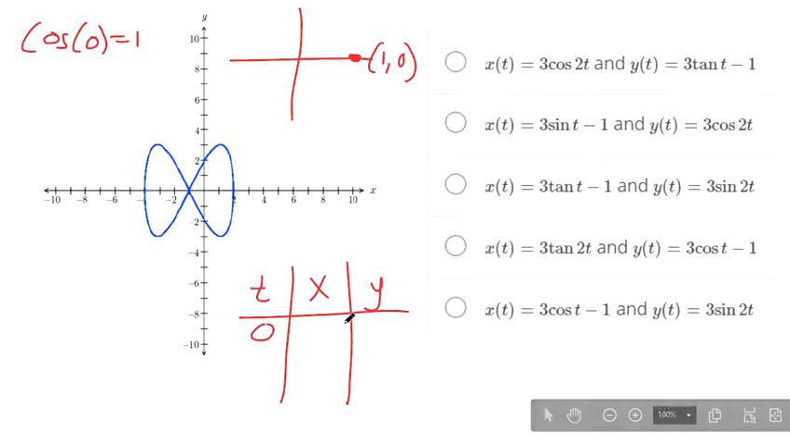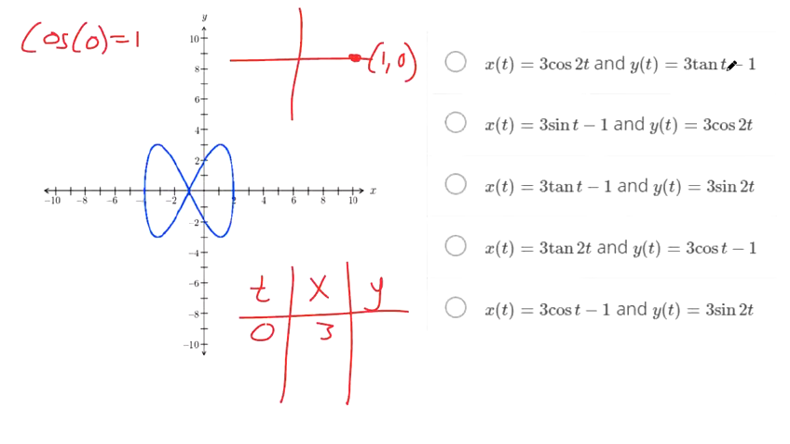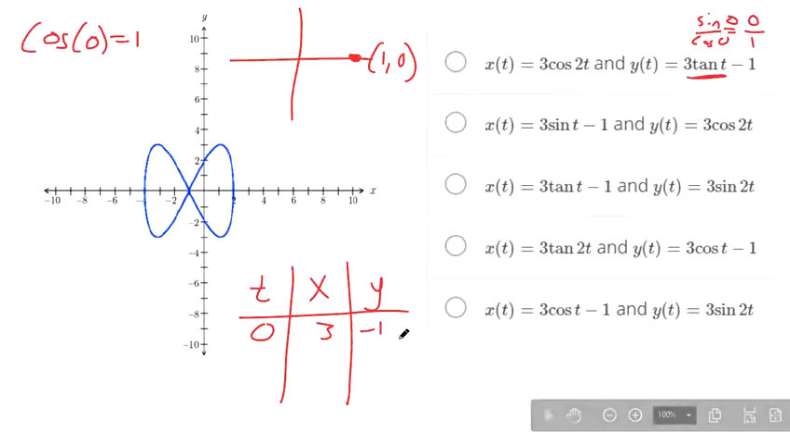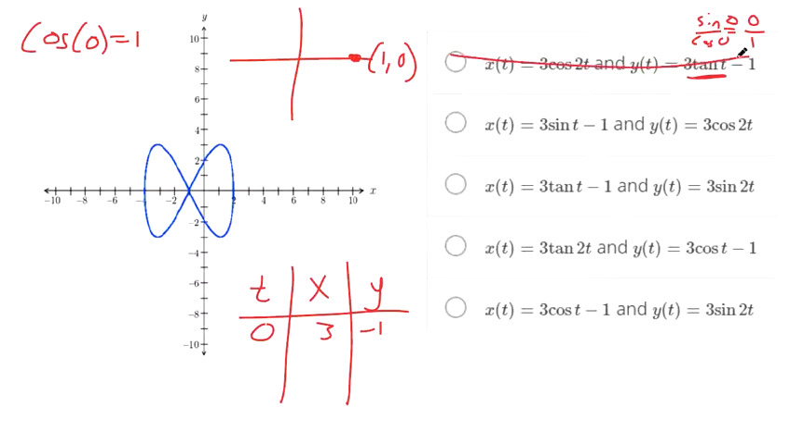If you plug in 0 in for t, this is cosine of 0, so that makes 1. So x is 3. We have an x coordinate of 3. And then if you plug in 0 in for t here, tangent is just sine over cosine. So since this is 0, we have 0 over 1. So that makes this be 0, and then 0 minus 1 makes negative 1. So we should see a dot at 3 comma negative 1 if this graph is correct. So since it's not there, we can eliminate this option.